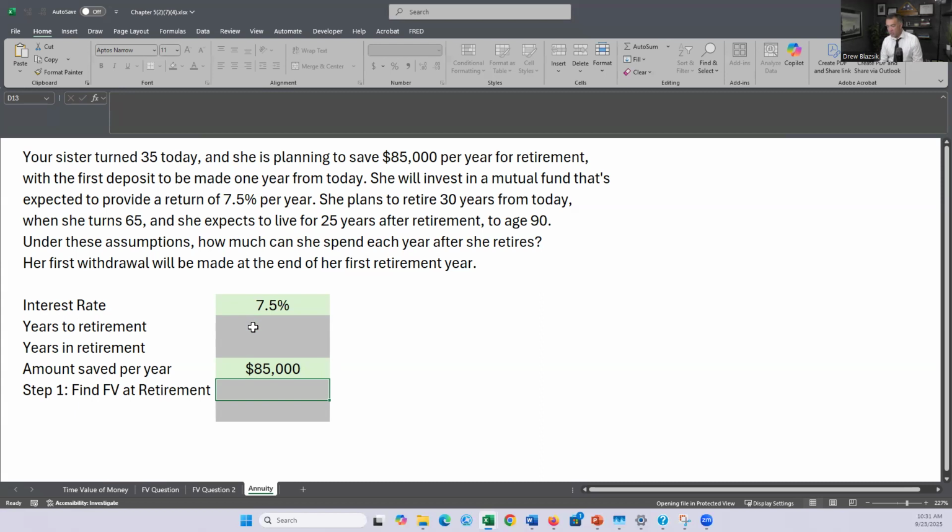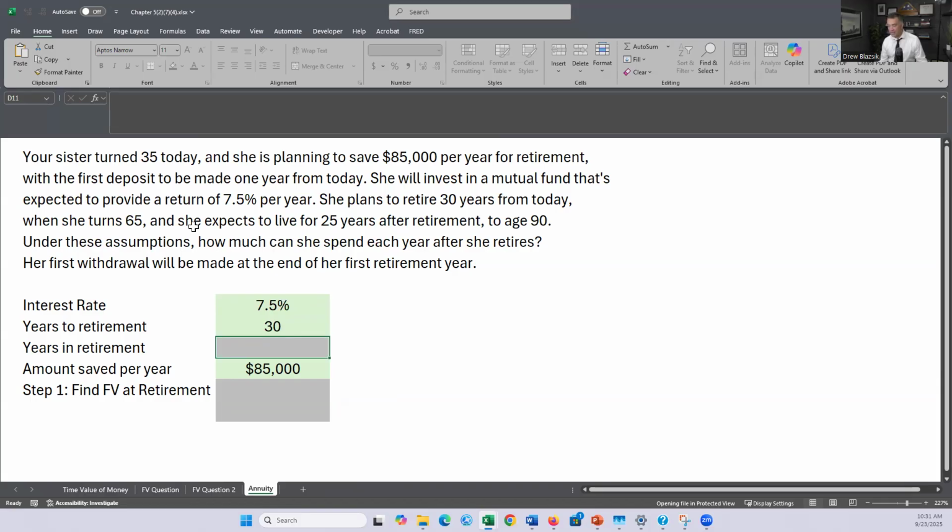Now it says years to retirement. So we have the interest rate, 25 years after. So she has 30 years till retirement when she turns 65. And then she expects to live another 25 years to age 90. This is her goal for her finance. Under these assumptions, how much can she spend each year after she retires? Her first withdrawal will be made at the end of the year.